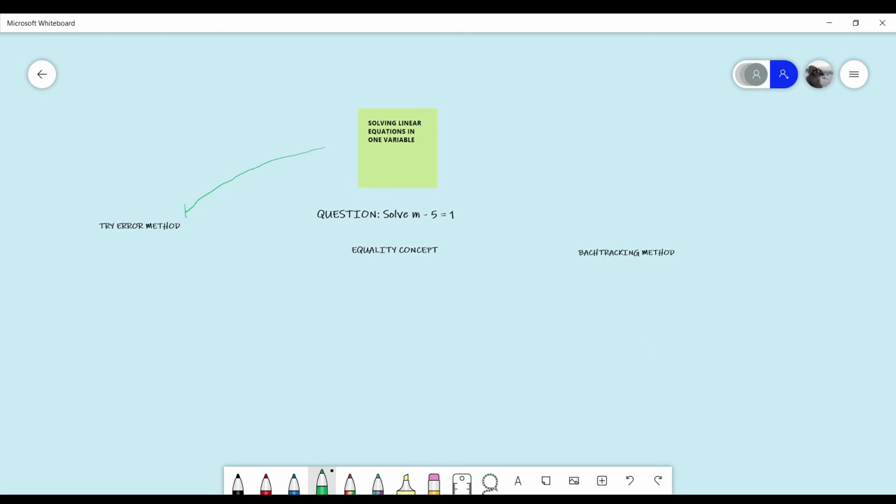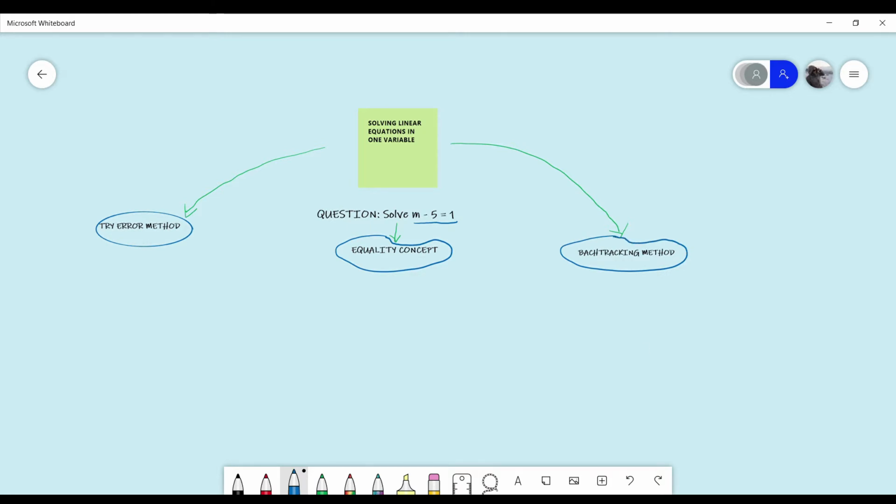the first one is trial and error method. Okay, second one is equality concept, and then the third one is backtracking method. So kita akan tengok the first example, solve m minus 5 is equal to 1. So ini adalah soalan kita yang pertama, m minus 5 is equal to 1. So we're going to see how to solve this using the first one, trial and error method. The second one is equality concept, and the third one is backtracking method.